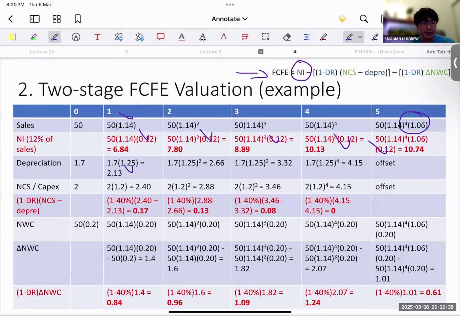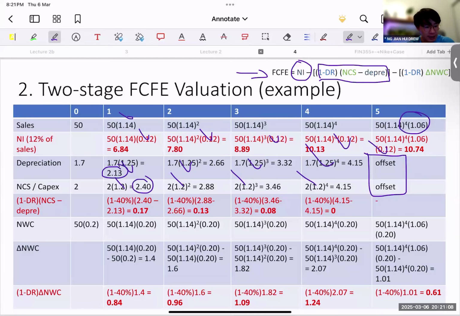Depreciation is going to increase at 25%, 25%, 25%, 25%, and there's an offsetting at a normal growth stage. CapEx is 20%, the same as the last example. Now, the important thing is that we need to do the adjustment for debt ratio as given by this chunk here. So we take 1 minus debt ratio, which is given in the question at 40%, times NCS minus depreciation. NCS is given here, depreciation is here, and so we calculate the second part of the formula.